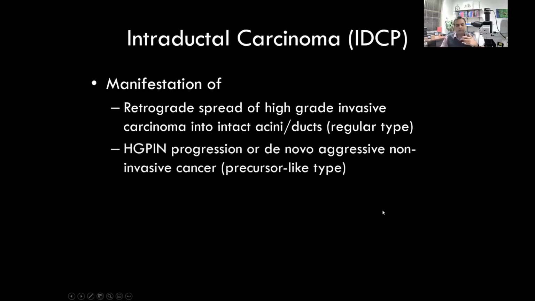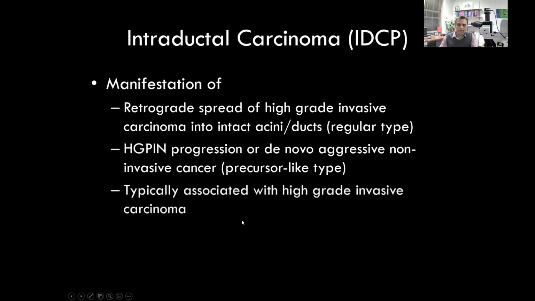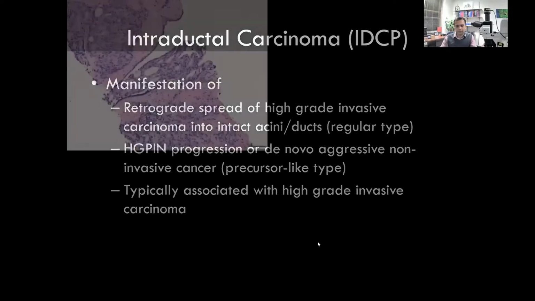So you can get a patient who develops high-grade PIN, and the high-grade PIN acquires mutations, and then it becomes a higher-grade cancer, which we call intraductal carcinoma. Or sometimes it can directly develop without going through this high-grade PIN stage. That's called the precursor-like type. So the bottom line is it's important to know that both these types of intraductal carcinoma are typically associated with high-grade invasive carcinoma.